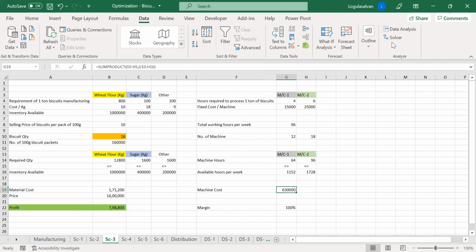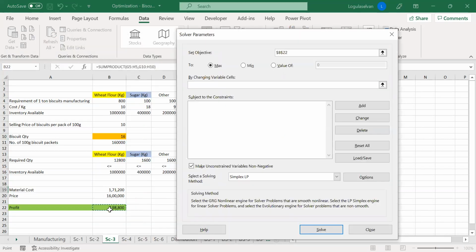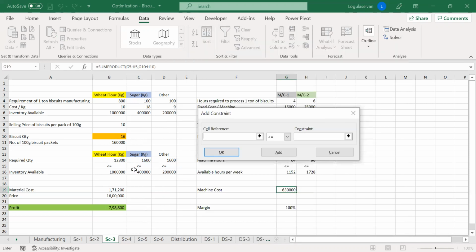Now going ahead, we are going to use the solver like last time. Our objective is very simple. We want to maximize our profit, so I'm selecting maximize. Here again, the biscuit quantity decides the profit, so I'm considering the biscuit quantity. The first constraint, like last time, is the inventory constraint I am considering. Whatever biscuit you're manufacturing, the inventory constraint is there.